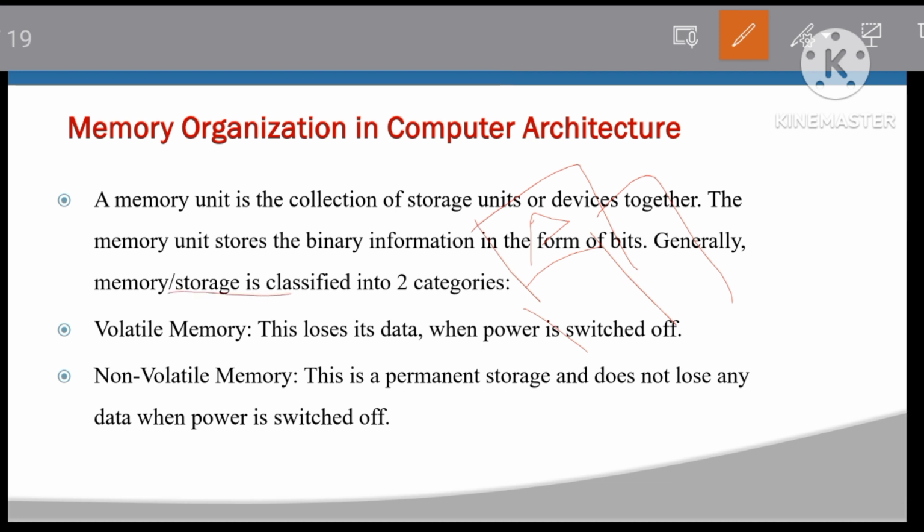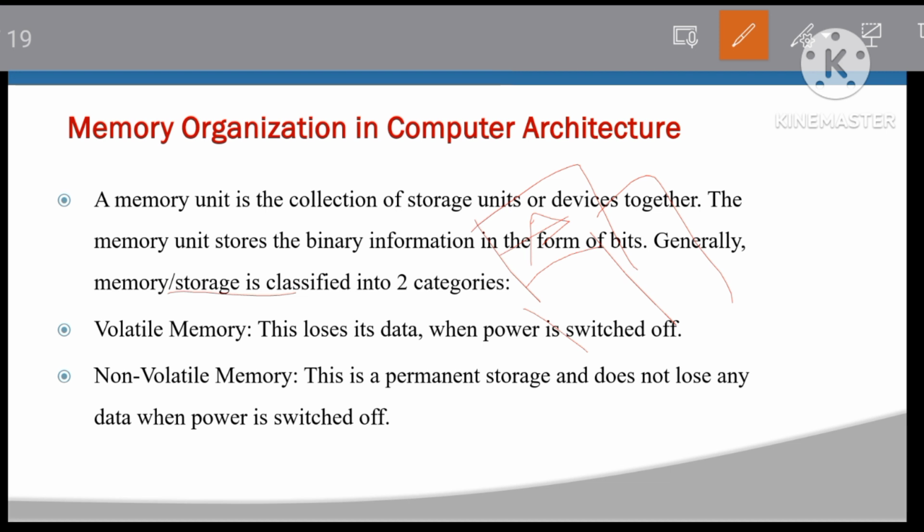Generally, memory storage is classified into two categories. There are many categories, but broadly we classify memory into two types. One is volatile memory. What does volatile memory mean? Volatile memory loses the data when power is switched off. It's mostly based on capacitors. I am not going to discuss this deeply, but it means that when power is switched off from the components of the PC, the data in volatile memory is lost.